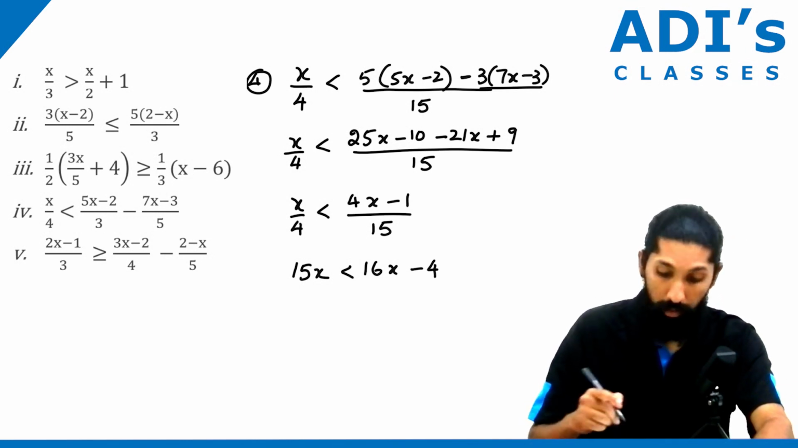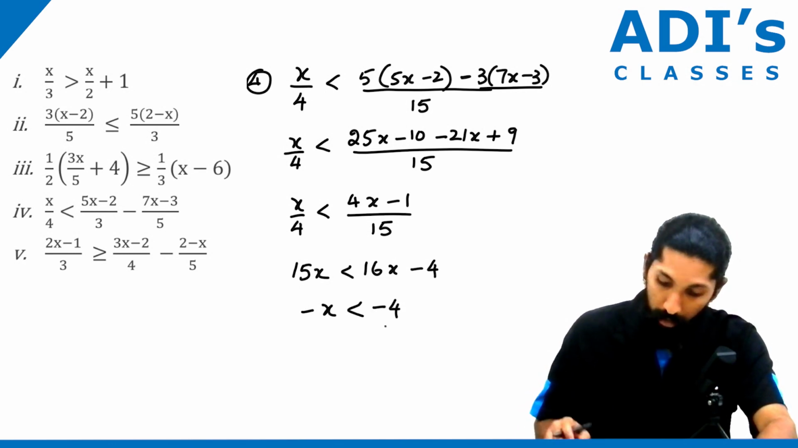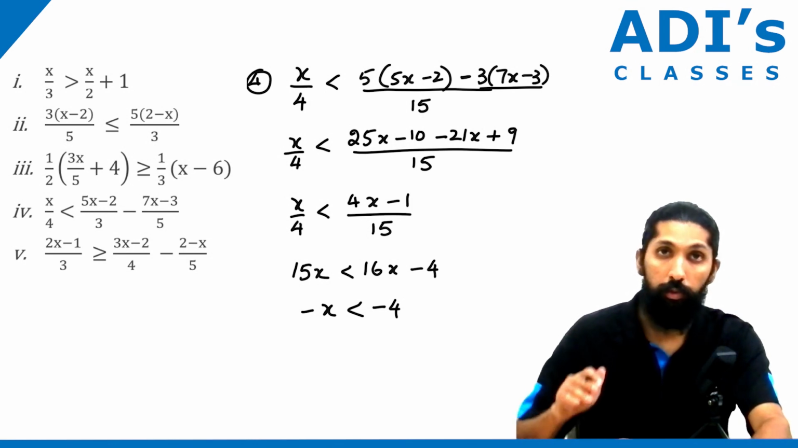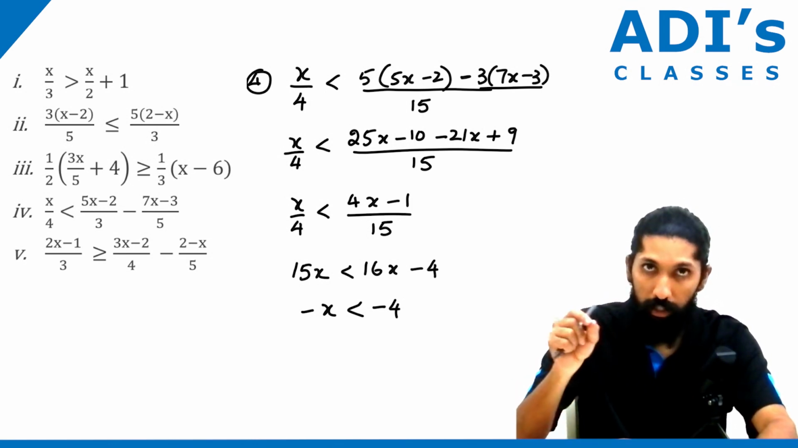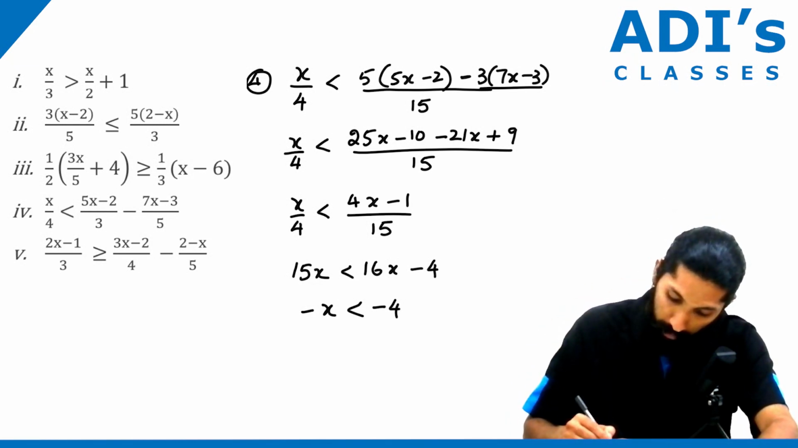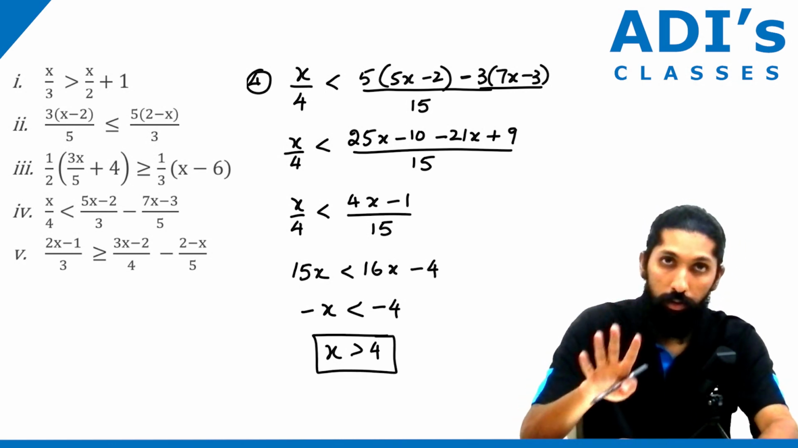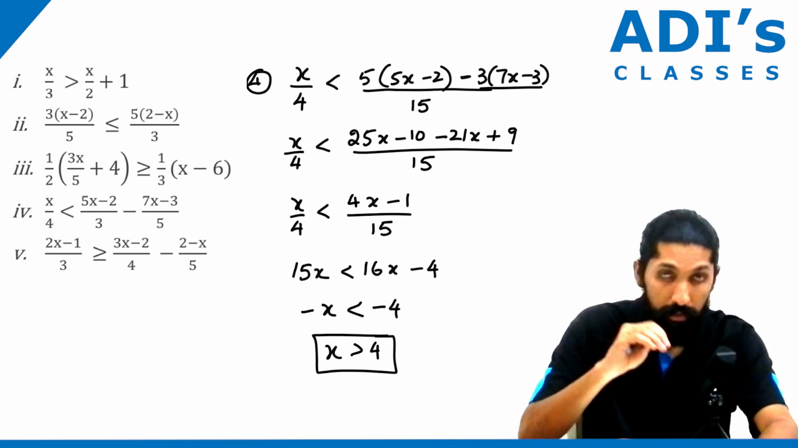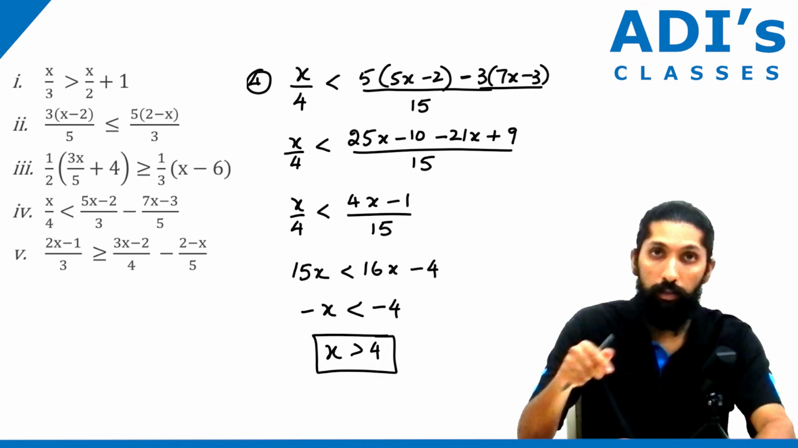Fair enough? Transpose the 16x, you get negative x less than negative 4. Just like the previous problem, to remove the negative sign, when you multiply or divide by minus 1, the inequality will reverse. So you are going to have x greater than 4. So the answer for the fourth question is x greater than 4. Clear? Now, let's do the fifth one.